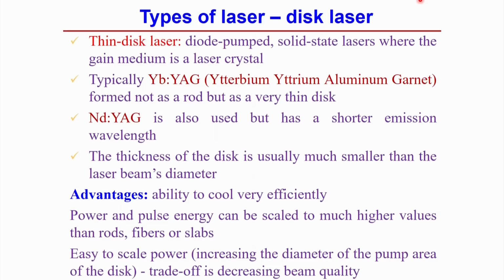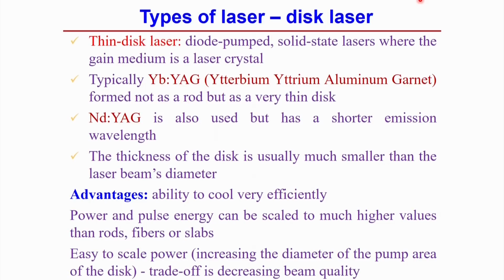Of course, in an Nd:YAG laser the amplifying medium can also be a disc, but in this case a shorter emission wavelength is generally produced in the Nd:YAG laser. So, the shape of this lasing medium, that means the solid state medium, is in the form of a disc, that is why it is called the disc laser, and the thickness of the disc is usually much smaller with respect to the laser beam's diameter.